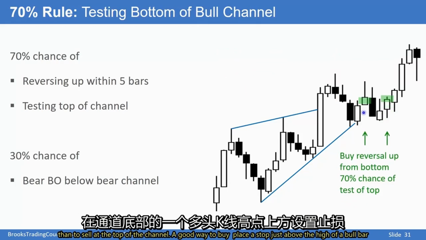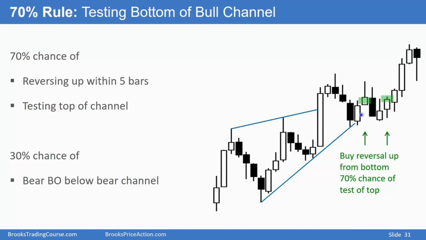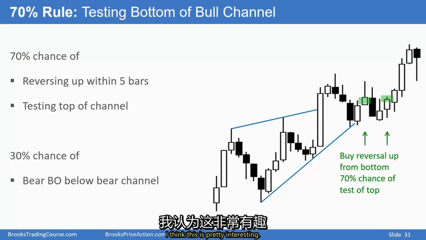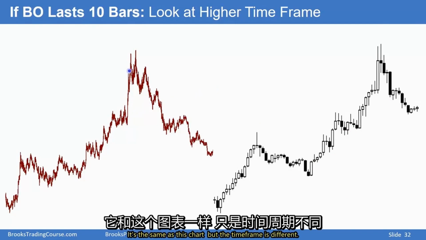A good way to buy: place a stop just above the high of a bull bar at the bottom of the channel, looking for a resumption of the trend up, a continuation of the channel. I think this is pretty interesting. Look at this chart. It's the same as this chart, but the time frame is different.